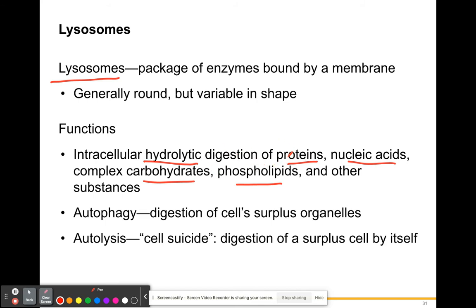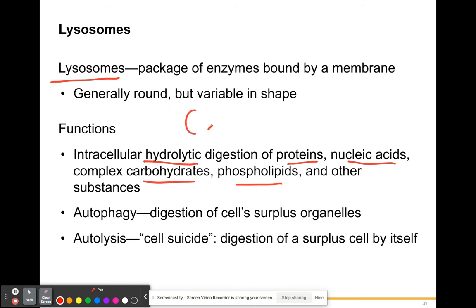Why would we say these things, right? Proteins are found in things like bacteria or viruses. Nucleic acids are found in bacteria or viruses. Carbohydrates can be the walls or membranes of bacteria and viruses. Phospholipids are found in the cell membrane of bacteria. When we want to break these things down, we use lysosomes.